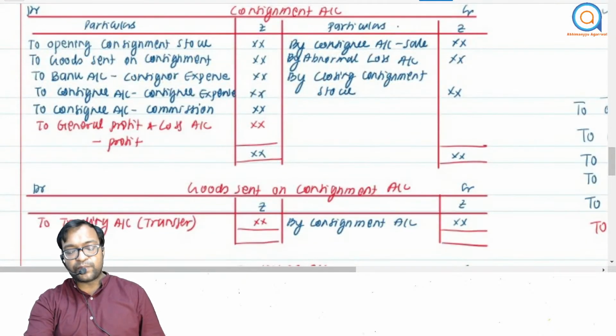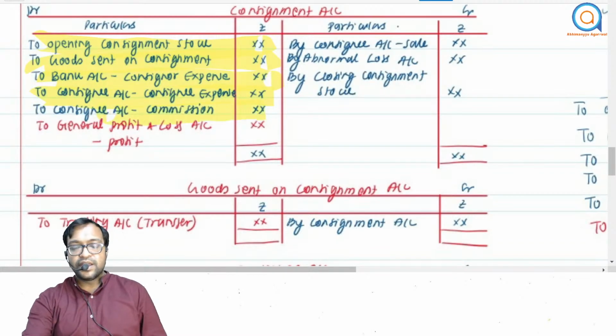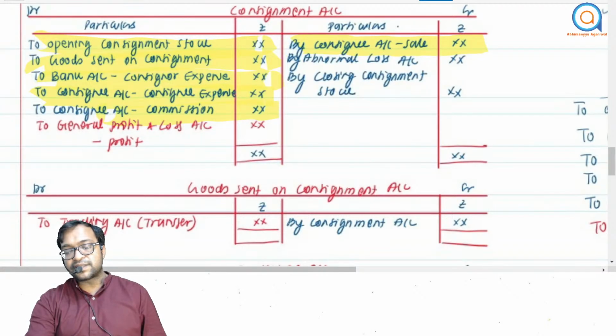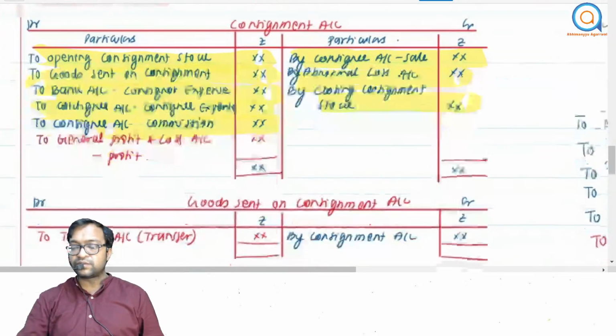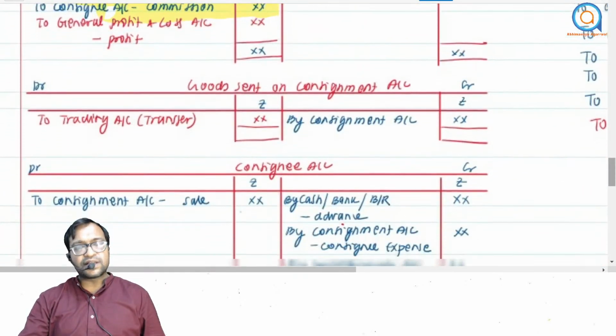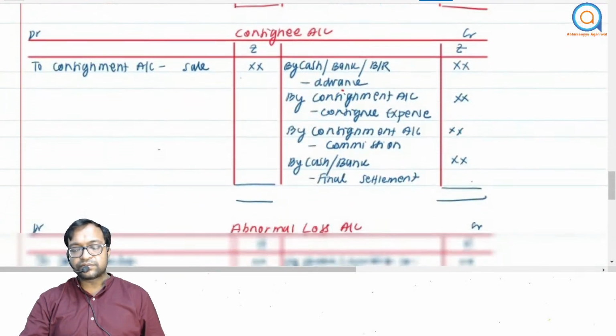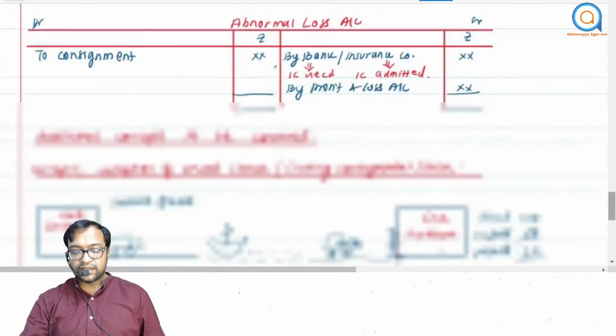First you write the opening consignment stock, then To goods sent on consignment, To bank consignor's expense, To consignee consignee's expense, then again To consignee consignee's commission. By consignee you will write the sale figure, by abnormal loss, and by what? Closing stock. And then the profit or loss will be transferred to the PL account. Balance of goods sent on consignment is transferred to trading account. Okay?